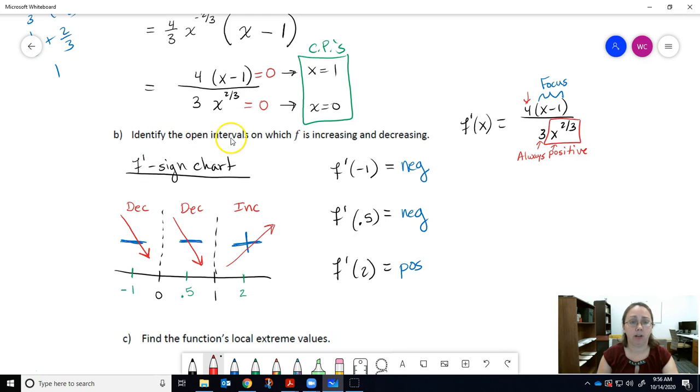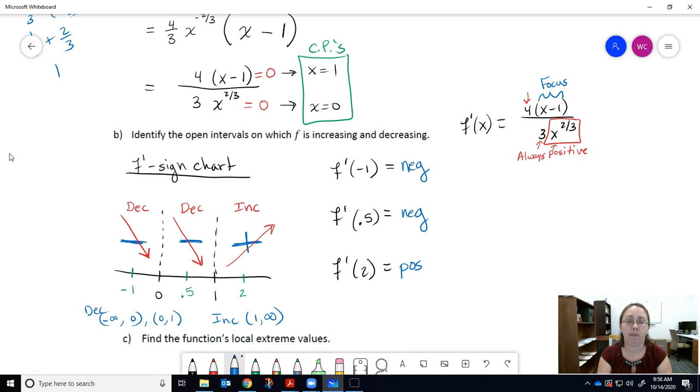All right, so identify open intervals on which f is increasing and decreasing. So I've done that here. So from negative infinity to 0, we're decreasing. From 0 to 1, we're also decreasing. And then we're increasing from 1 to infinity.